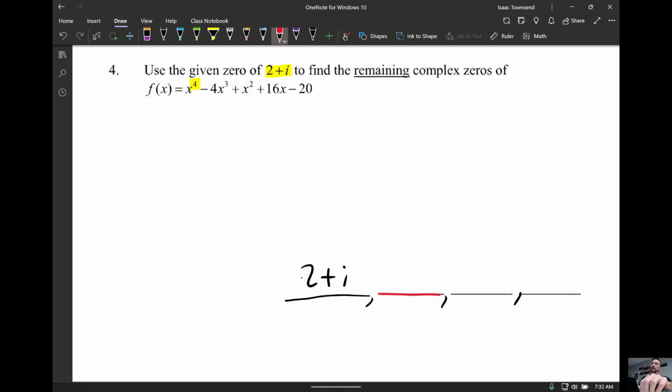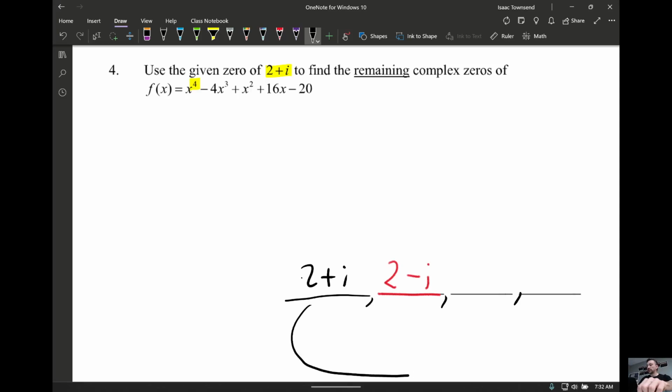Well, opposite means negative. That's close, but not quite. Do you know what the other 0 would be? The subtractive version, 2 minus I. There you go.